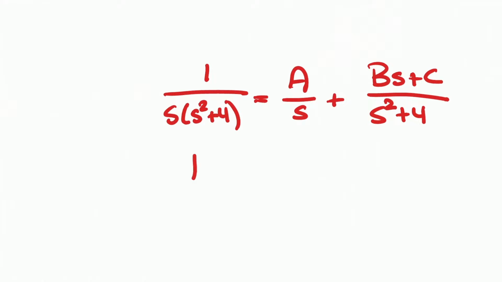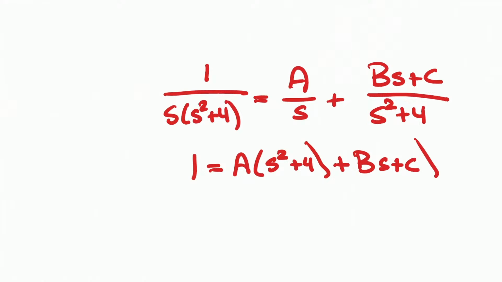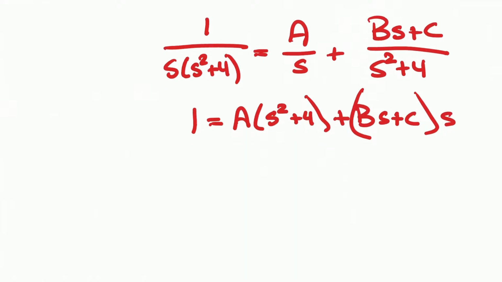Okay, so then we get 1 is equal to A times s squared plus 4 plus Bs plus C times s. For this one, I'm going to use the book method to figure out my A, B, and C. But you could still plug in 0. Actually, why don't we do that? Let's plug in 0 to figure out what A is, just because that's going to be the easy one. So let's do s equals 0.